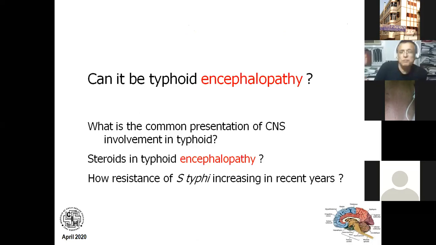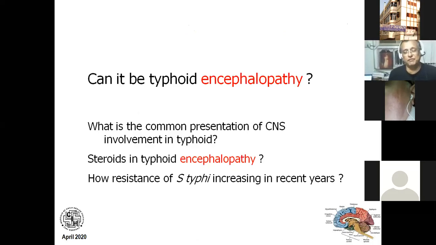So another very important thing is, can it be typhoid encephalopathy? What are the common presentations of CNS involvement of typhoid? And I'd like to say a few words about steroids in typhoid encephalopathy. And what are the recent developments in resistance of Salmonella typhi in recent years?